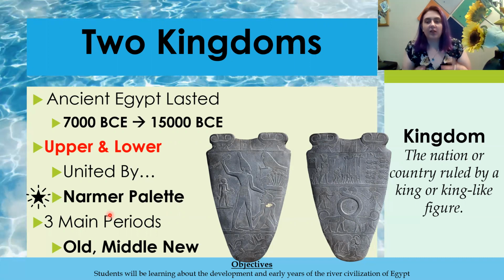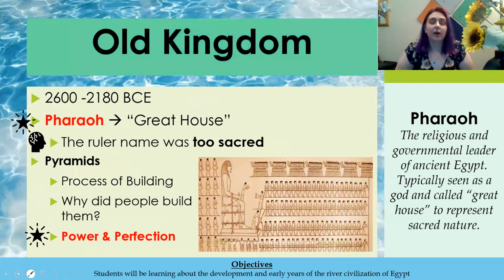And they're separated by these periods of disorder. So we'll talk about how each of these kingdoms would fall to some issue, and there'd be 100 to 500 years of disorder, and then a new king or ruler will rise, and we'll have a new period of prosperity for Egypt. The first kingdom we're going to talk about is the Old Kingdom. It started around about 2600 BCE and lasted a little under 500 years.